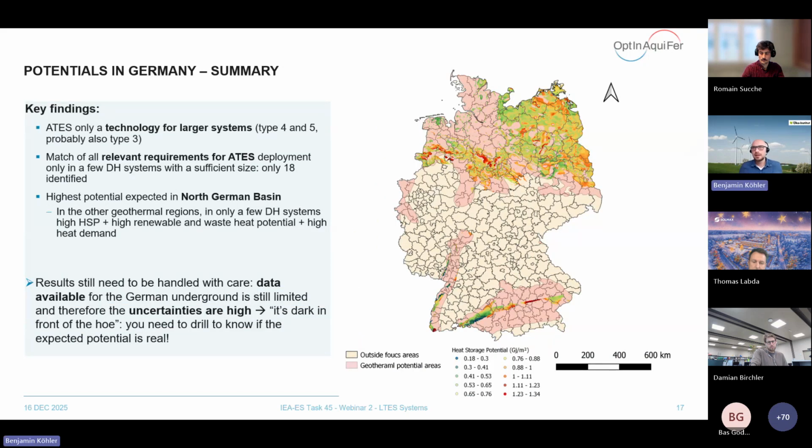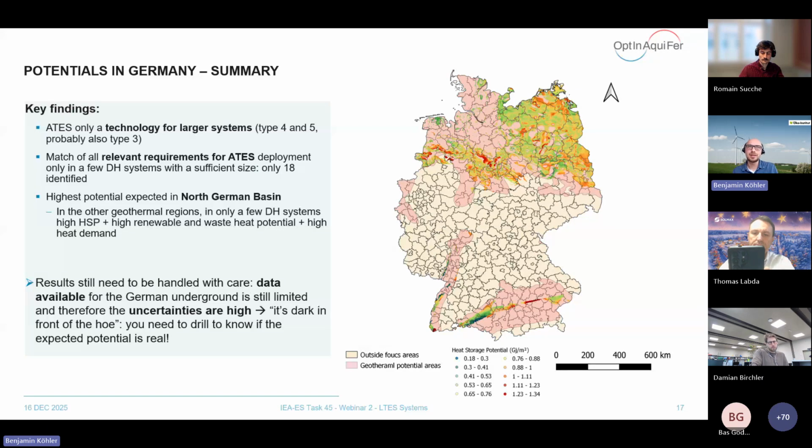On the right-hand side, you see, as far as I know, the first high temperature ATES potential map for all over Germany. Our key finding is that ATES is mainly a technology for larger systems. So we said especially for types 4 and 5, probably also for type 3, but most likely not for the smaller district heating systems. The match of all relevant requirements for ATES deployment, we only observed in a few district heating systems with a sufficient size.